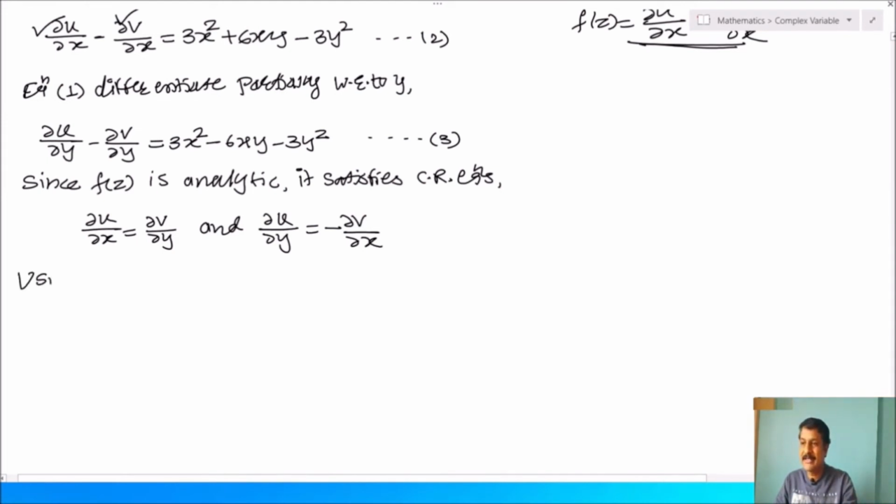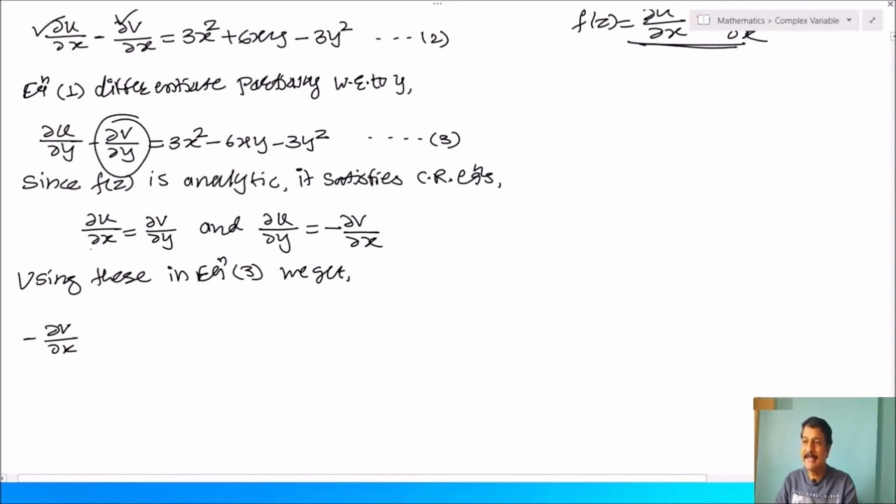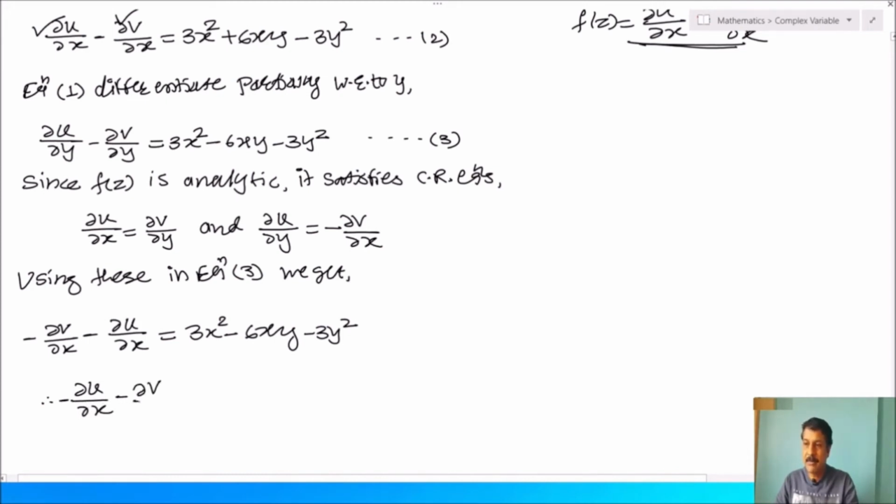So using this, in equation 3 we get, so what is ∂u/∂y? It is minus ∂v/∂x, and ∂v/∂y is ∂u/∂x. So minus as it is, and it is ∂u/∂x, and that is equal to 3x² minus 6xy minus 3y². Same thing I can write as ∂u/∂x minus ∂v/∂x equal to 3x² minus 6xy minus 3y². So this is equation number 4.